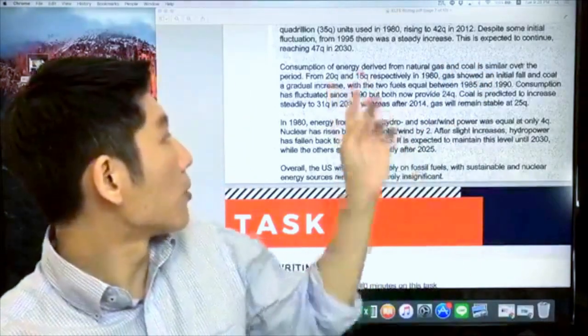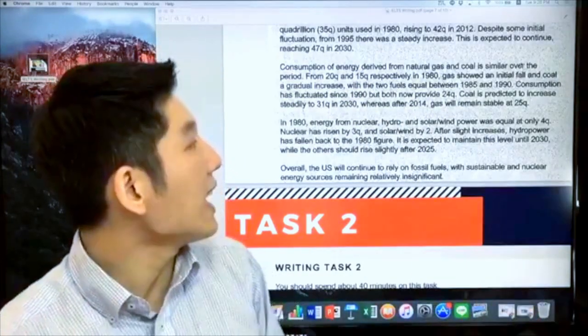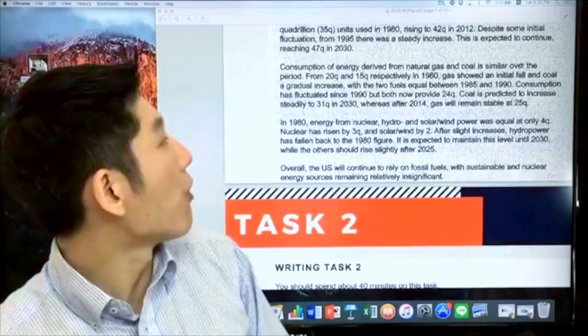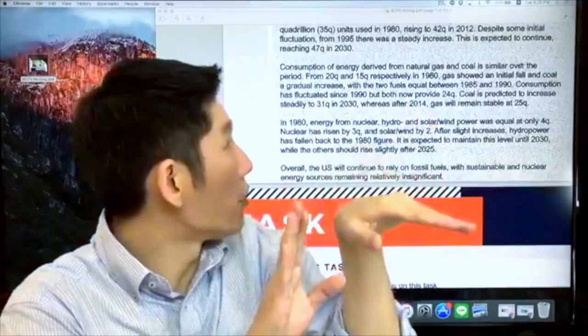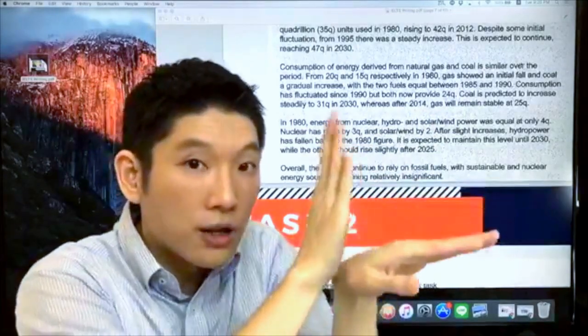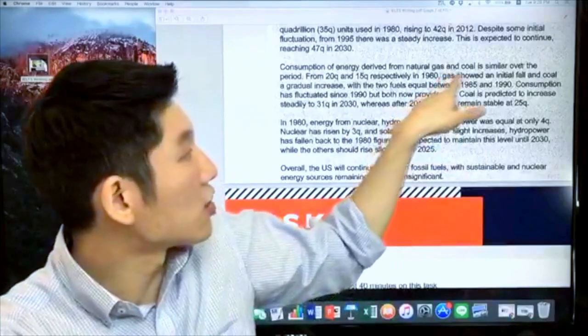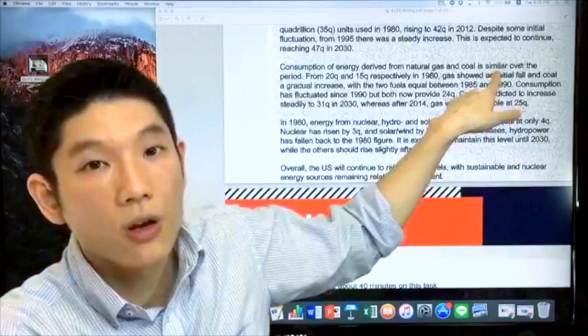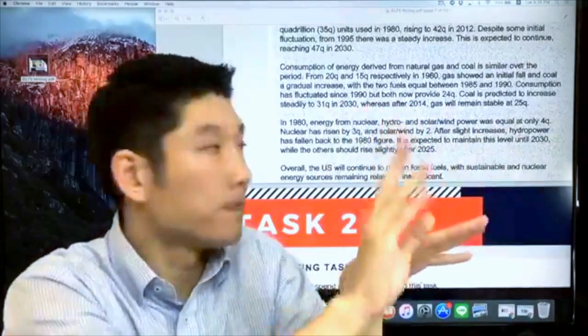Okay? From 20 quadrillion and 15 quadrillion respectively in 1980, gas showed an initial fall and coal a gradual increase. So I can see gas falling and coal increasing. But I know the difference is not too significant because of the initial topic sentence, similar over time. So in my mind, imagine that they're intertwined. Okay?